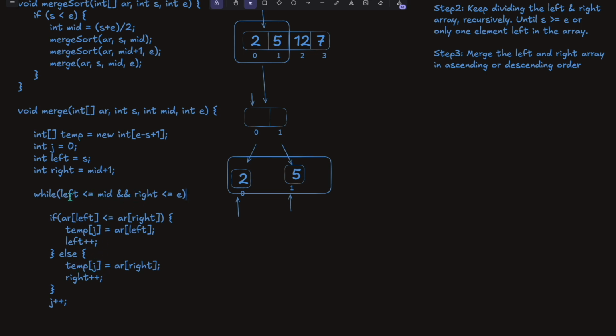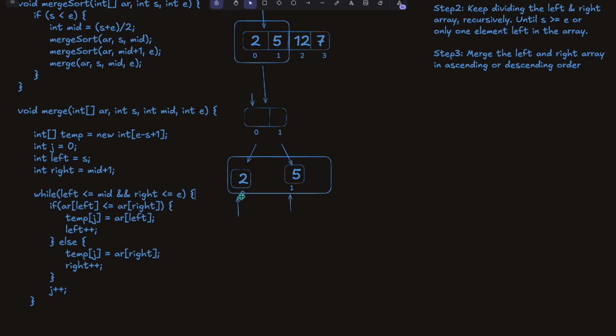That means when left reaches the end of the left array and right reaches the end of the right array. Until that point only, we will execute this particular condition. So here you can see left is equal to mid, that means 0, and left is less than right, where right is 1. We will place temp[j], j is 0.